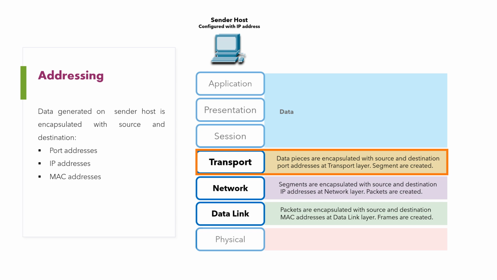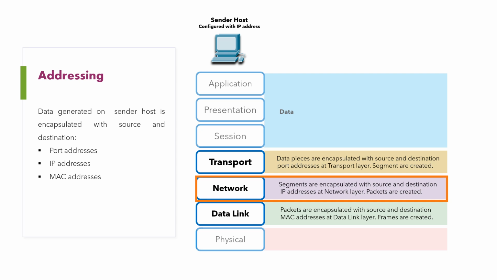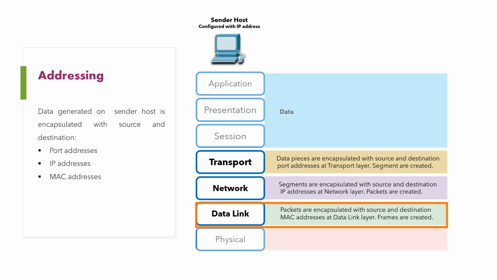Segments are going to be sent down to network layer. In network layer, each segment is going to be encapsulated into a packet by adding source and destination IP addresses to it. Packets are going to be sent down to data link layer. In data link layer, each packet is going to be encapsulated into a frame by adding source and destination MAC addresses to it. Frames are going to be sent to physical layer to be prepared to put on transmission line.